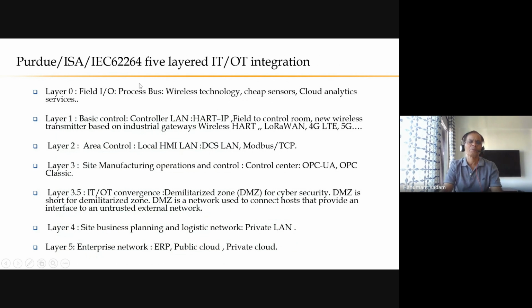As I showed you in the picture, layer 0 is the field IO. That is field IO protocols and wireless technology, chip sensors, cloud analytics services. So data goes direct to the cloud through these wireless sensors. So field IOs. Layer 1 is basic control, and the protocols are DCS or PLC, HART IP, Ethernet, wireless HART, LoRaWAN. These are the protocols. On layer 1 and layer 2, area control, HMI, DCS LAN, Modbus TCP. So these are what we are presently using in our basic DCS control. This is for wireless we are using.